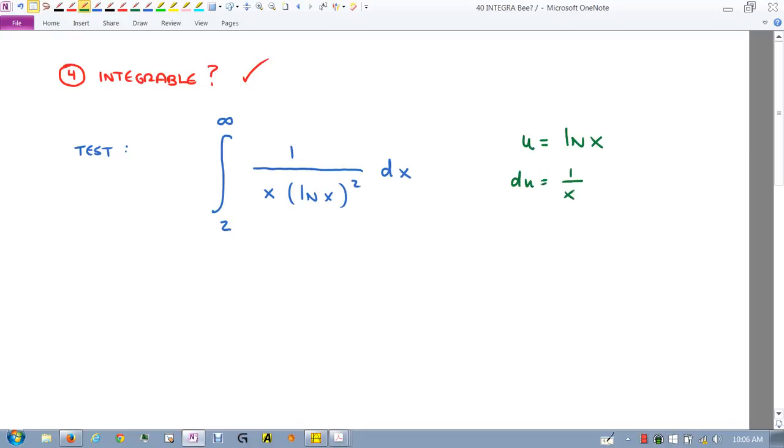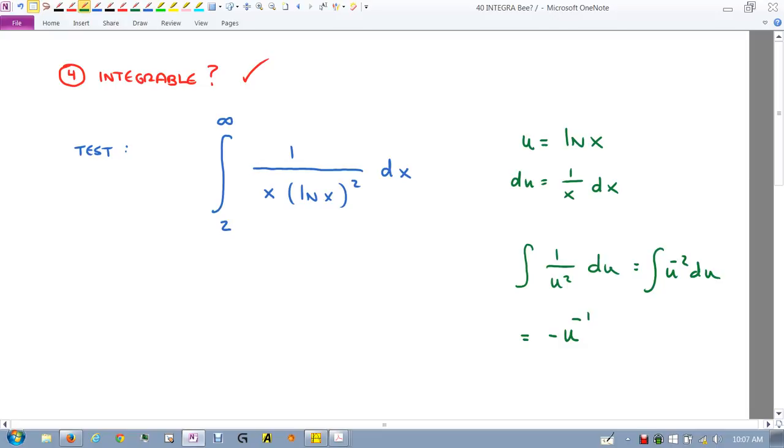du is 1 over x dx, right? Which you have there. So that integral turns into integral 1 over u squared du. 1 over x dx is du exactly. We're not even off by a constant, so you get direct replacement there. This is integral u to the negative 2 du. The antiderivative of u to the negative 2 is negative u to the negative 1, which for us means negative 1 over natural log x. I just drop the u back down to the denominator and replace u with natural log x. This is our antiderivative.